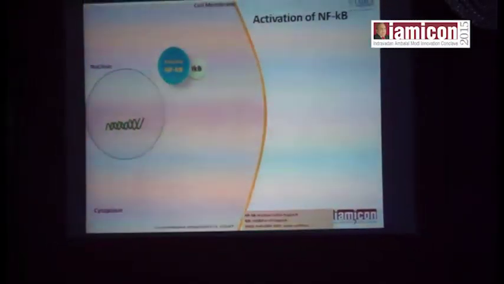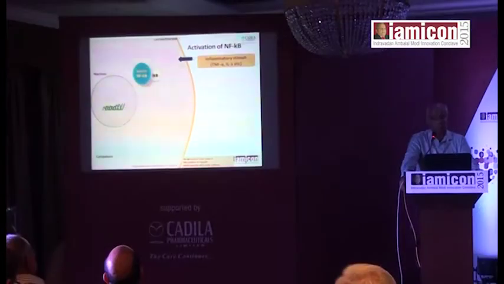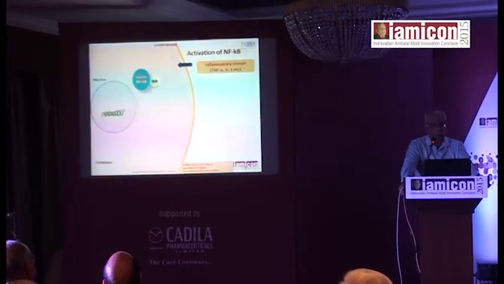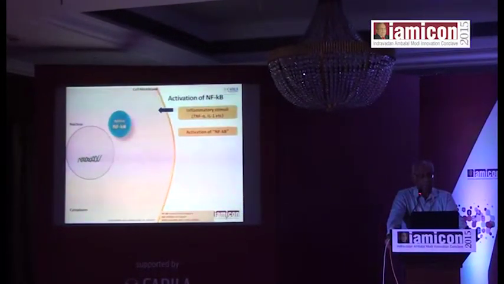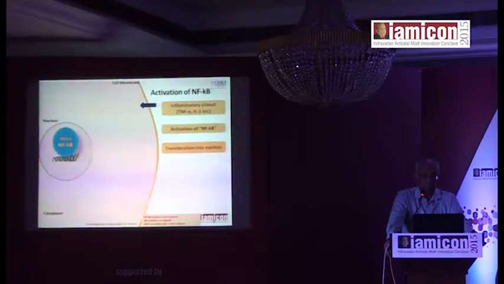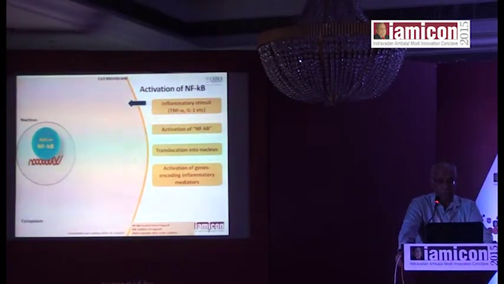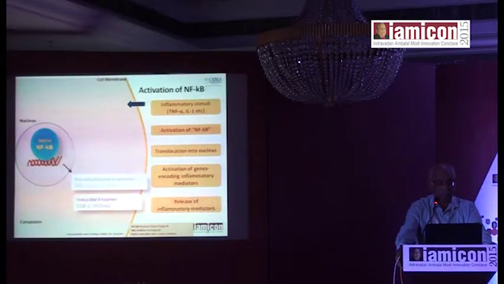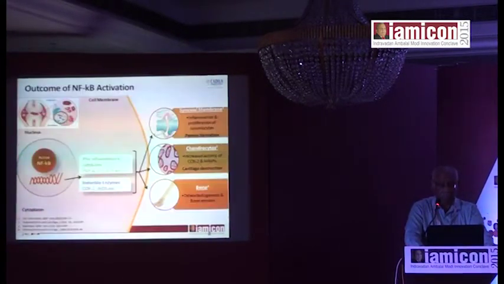Now coming to how this NF-κB gets activated. Inactive NF-κB is present in the cells. There is inflammatory stimuli by tumor necrosis factor and interleukin-1. They release the IκB kinase and NF-κB gets active. Then it is translocated into the nucleus. There is activation of genes encoding inflammatory mediators. They produce pro-inflammatory cytokines, TNF, IL-1, IL-6. Then there are inducible enzymes which cause release of inflammatory mediators.